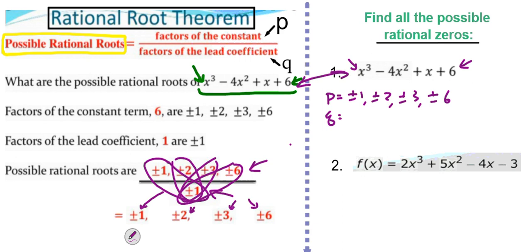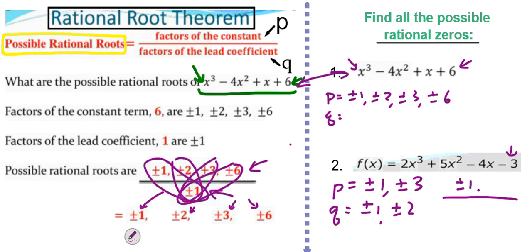So here we go. Let's do this one. P is going to give me what? Plus or minus 1, plus or minus 3. I like that. Very simple. Q is going to give me plus or minus 1, plus or minus 2. And so P over Q, I could have plus or minus 1 or plus or minus 3. Okay, so here's the deal. If I'm just focusing on the 1, I can say plus or minus 1 over plus or minus 1. All right, that's going to give me plus or minus 1. Plus or minus 3 over plus or minus 1, that's going to give me plus or minus 3.